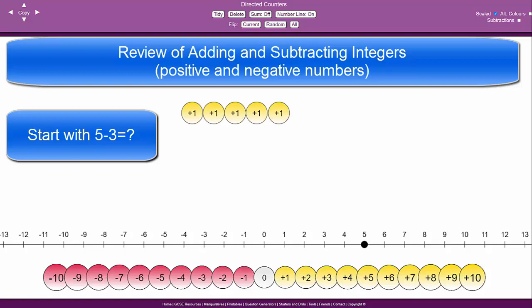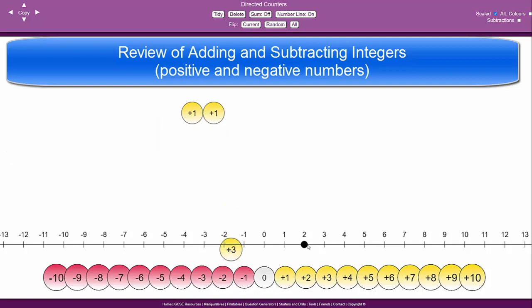Let's go for our review of adding and subtracting positive and negative numbers, integers. If I have 5 and I want to take away 3, I can do that easily. Take away 1, take away 2, take away 3, and I'm left with 2.